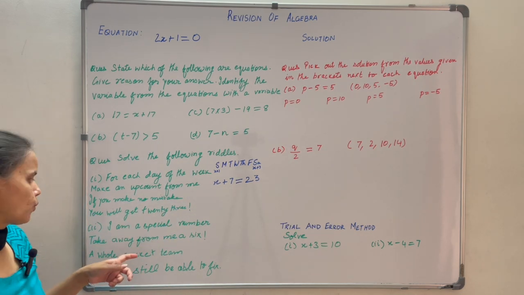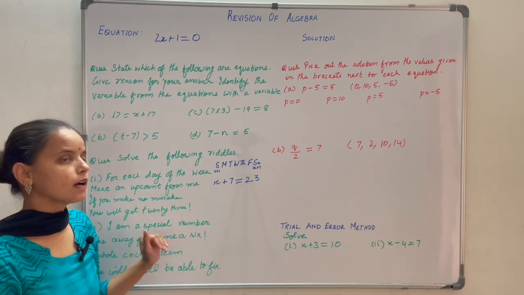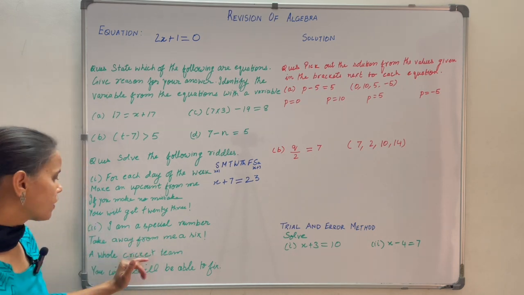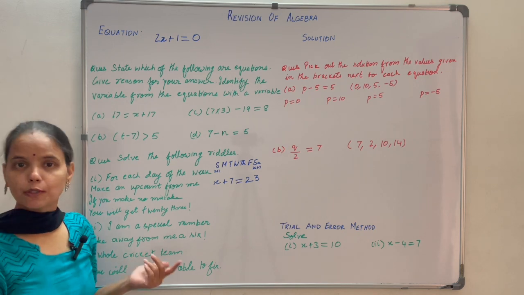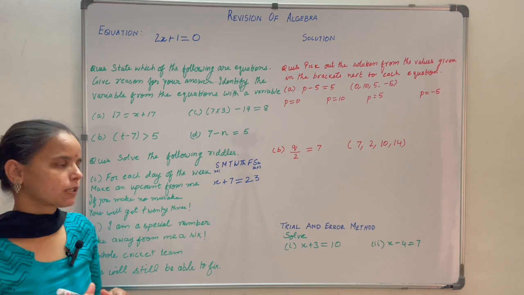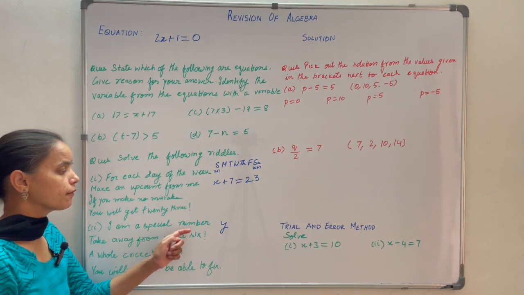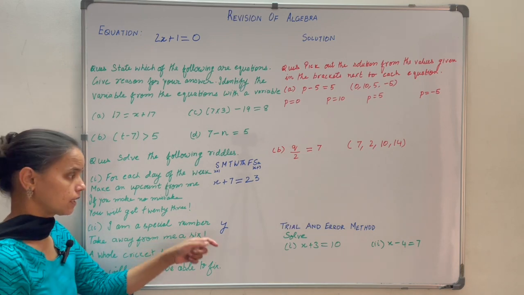Now let us take this question. I am a special number. Take away from me a 6. A whole cricket team you will still be able to fix. So I am a special number. Let us assume that special number to be y. It says take away from me a 6.